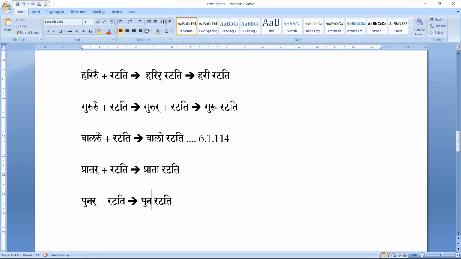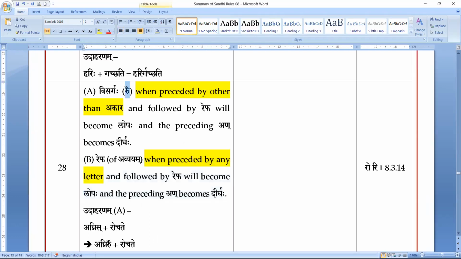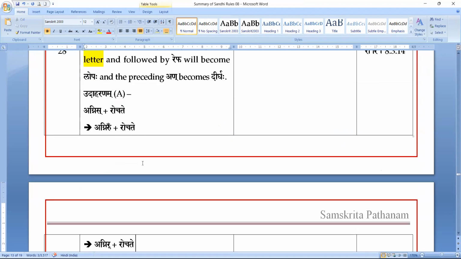No, here it is not. So this repa will drop and the preceding a will become dirgha. You will have Punaratati. That is why I have made it into two, to differentiate two repas. One repa is born of ru; that ru is nothing but repa. That repa will drop and the preceding a will become dirgha. The second one is the repa of avyaya, where this ukara adesha, ekara adesha never happens. There you cannot apply that at all. Then the repa will get lopa and the preceding a will become dirgha. I have given an example for both.